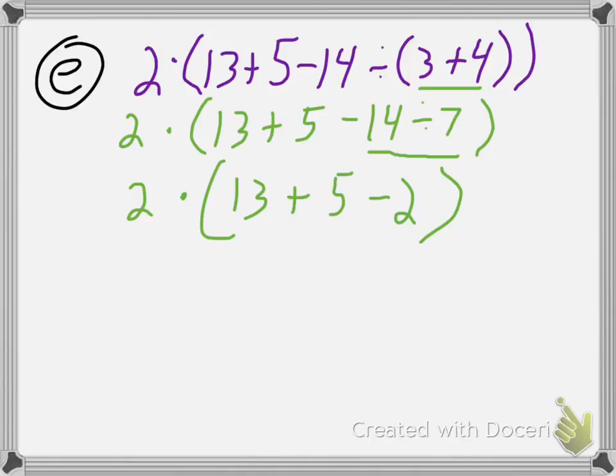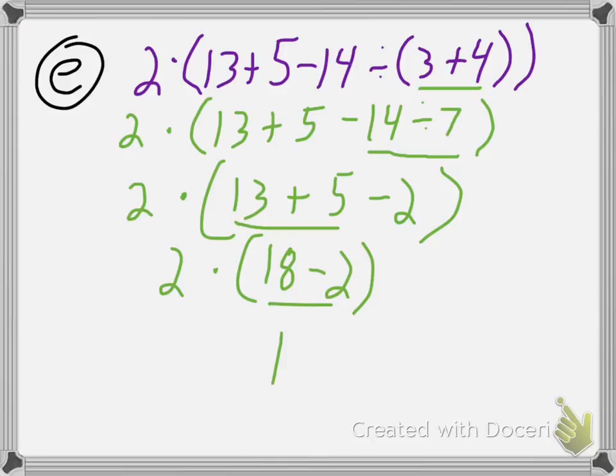I have no more multiplication and division, so now I'm just going to work on addition and subtraction, working from left to right. So 13 plus 5 is 18. Bring down my minus 2, bring down my parentheses, bring down my times 2. Now I have 18 minus 2, which is 16. That ends those parentheses. There's no more operations in there. They're done. So now I can bring down my times and my 2, and 2 times 16 is 32.